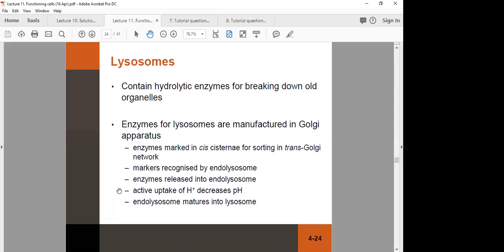Now, the way that lysosomes maintain that very low pH is to actively take up protons. And you know from your chemistry lectures that if we increase the number of protons, then we're increasing the concentration of what ion? Hydronium, correct. If we increase the concentration of our hydronium ion, then we will decrease the pH. That is, it becomes more acidic. Okay.